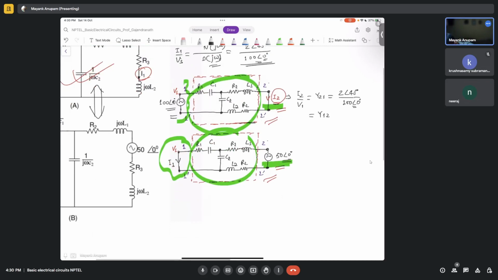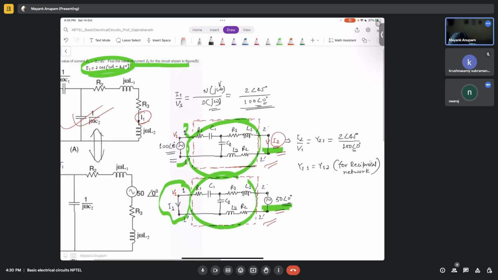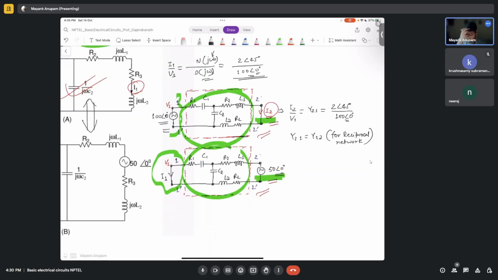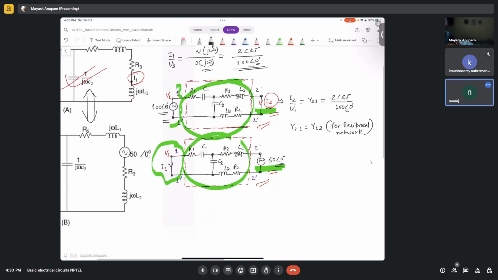Okay, let me do this. Y21 is actually equal to Y12 for reciprocal networks. And we know that any linear time invariant network is also reciprocal, right? Basically, any network which consists only of resistors, inductors and capacitors is always a reciprocal network.